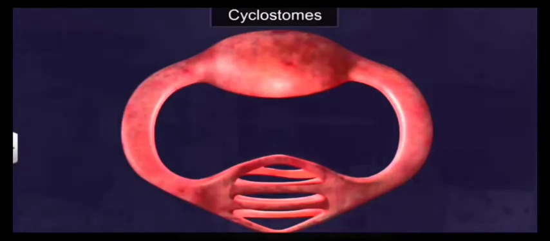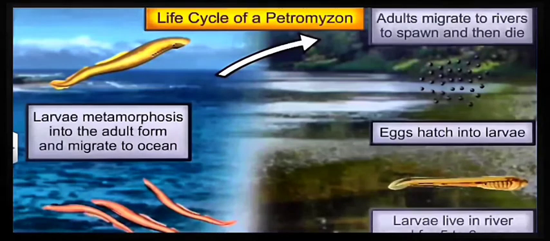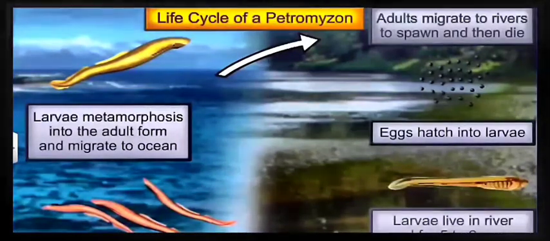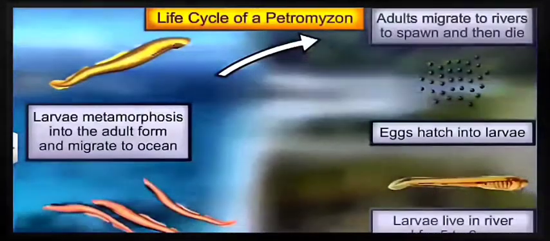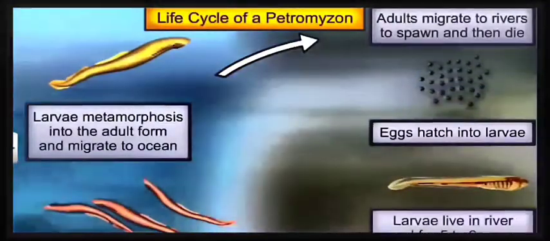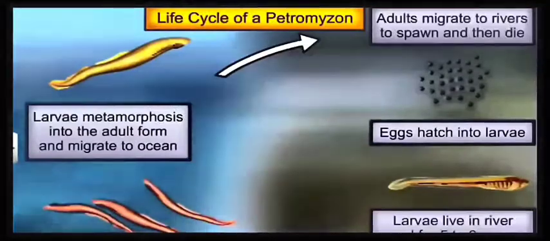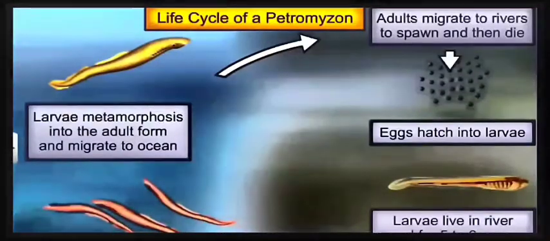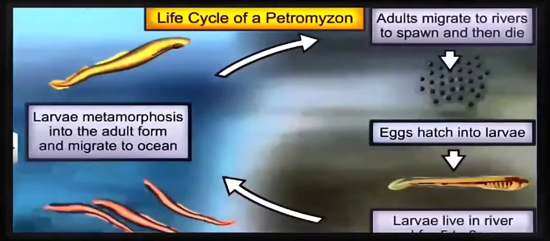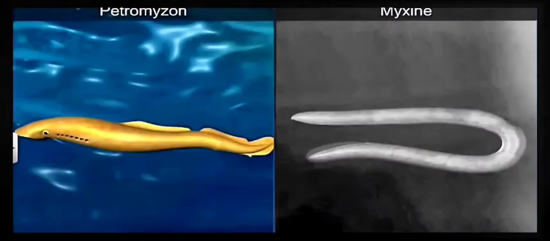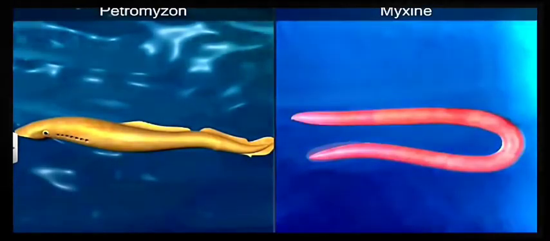They have closed circulatory system. They show a typical life cycle. These adults are marine, but they move to the fresh water for spawning. After that they die. And when these eggs hatch into larvae, these larvae swim back to the marine habitat. Petromyzon and Myxine are the common cyclostomes.